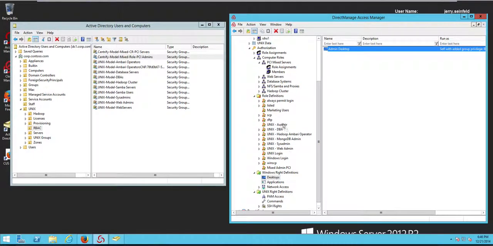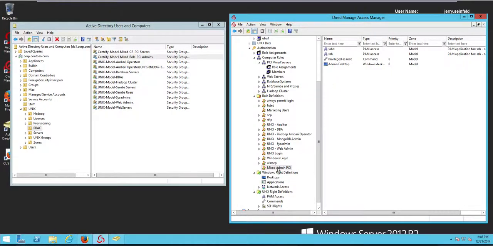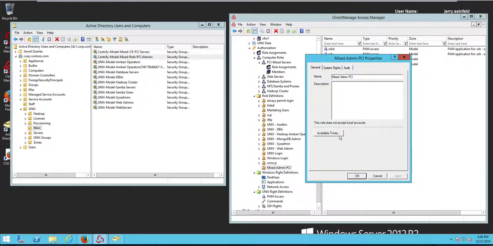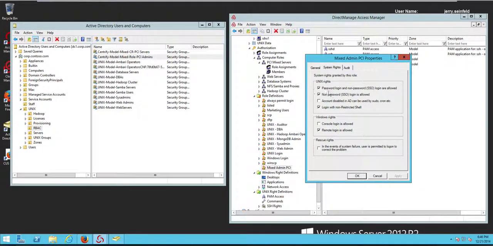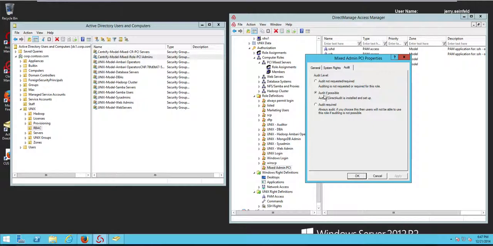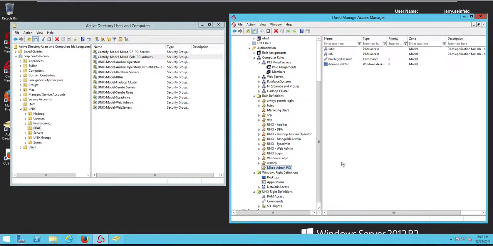Then I went ahead and created a role. This role is called Mixed Admin PCI. When we look at the properties of the role, it is available to be used at any time. It provides the ability to log in either through passwords or non-password, meaning either through Kerberos or smart card. It's going to have a non-restricted shell, and on Windows it only allows remote login. All these actions will be audited if the Centrify audit agent is available. Finally, I added those rights to the role, as you can see right here on the right pane.